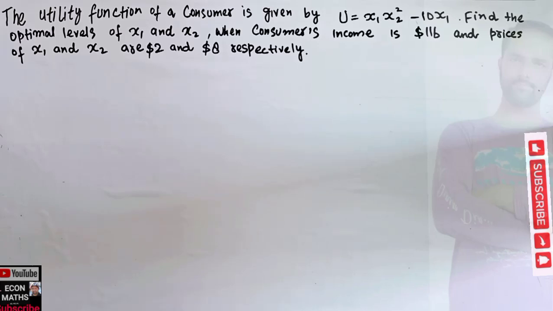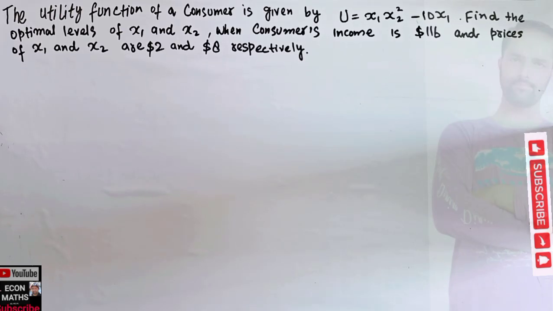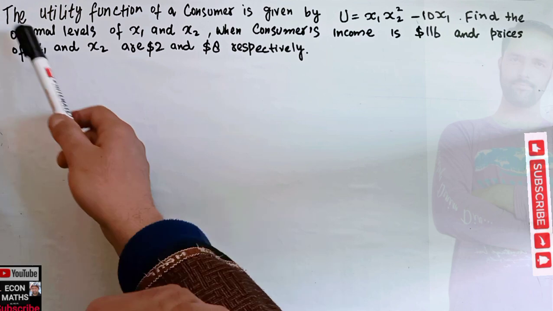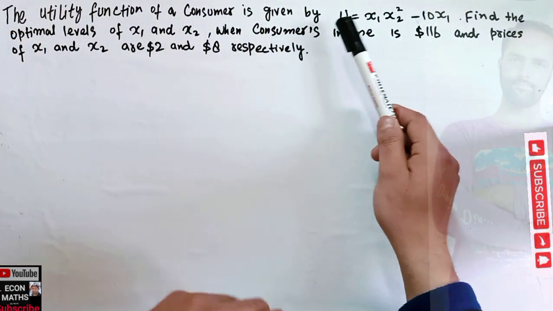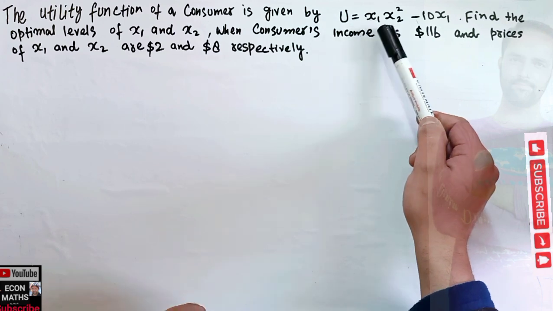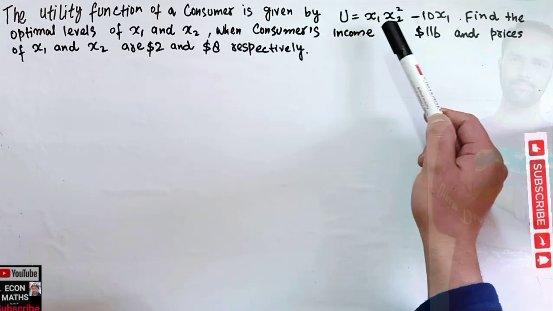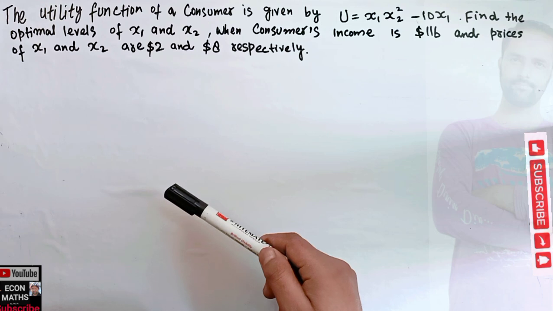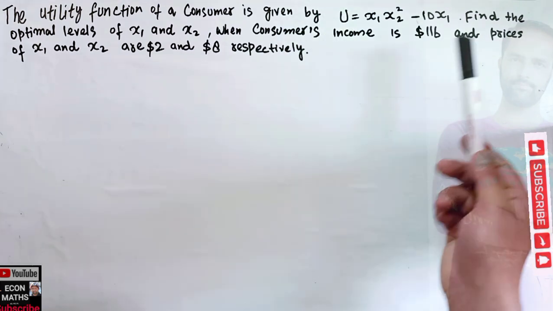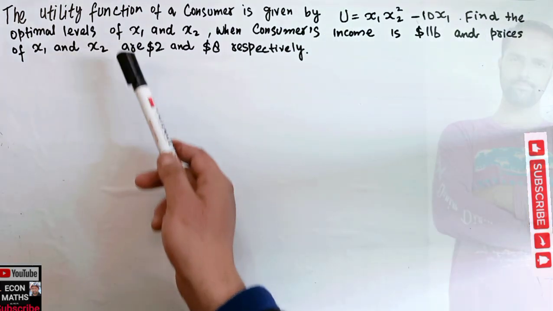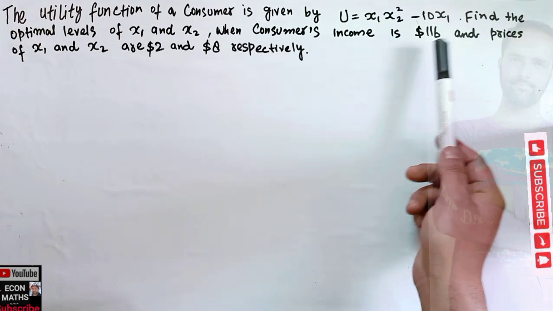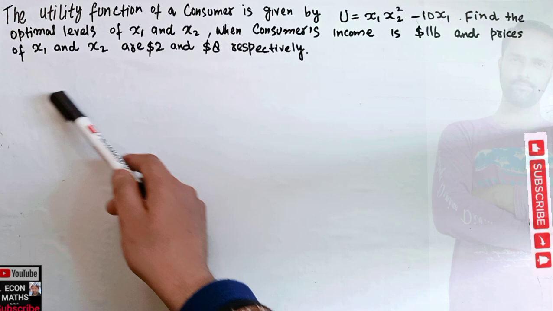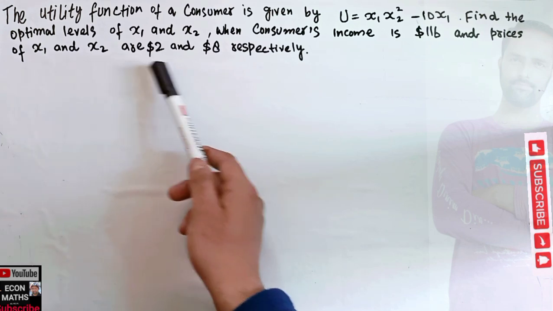In this video, we will try to solve a problem on utility maximization. The question is like this. The utility function of a consumer is given by U = x1 · x2² − 10x1, where x1 and x2 are the two goods and U denotes the utility. Find the optimal values of x1 and x2 when the consumer's income is $116 and the prices of goods x1 and x2 are respectively $2 and $8.